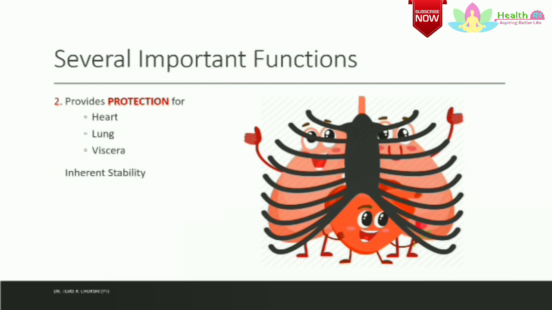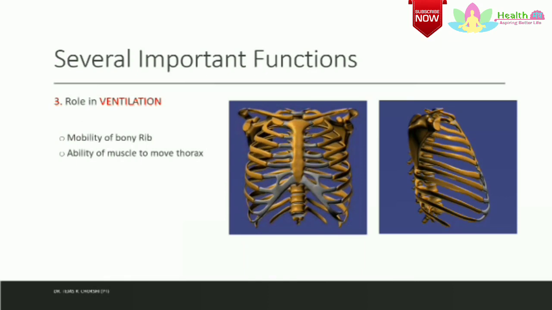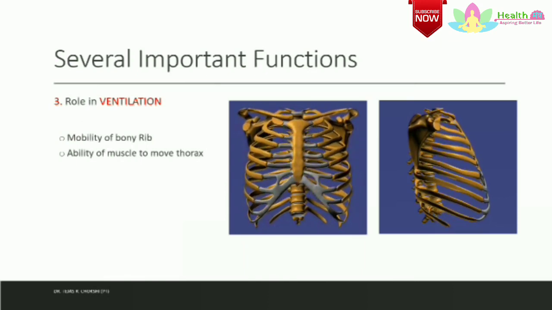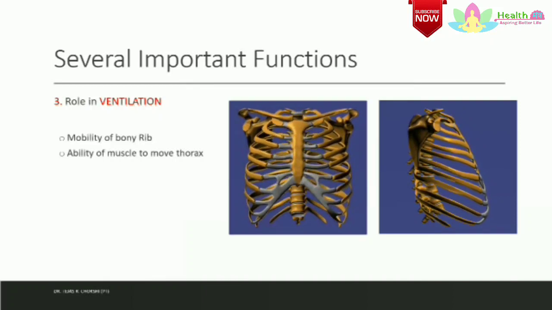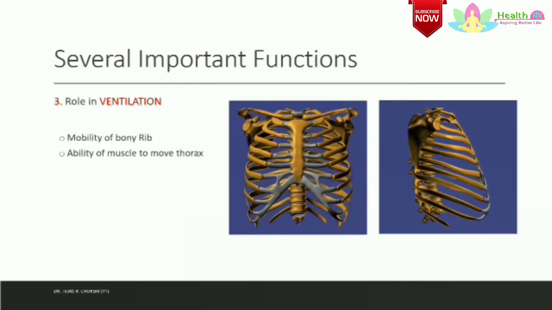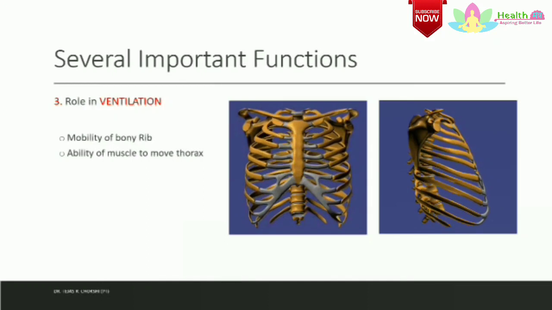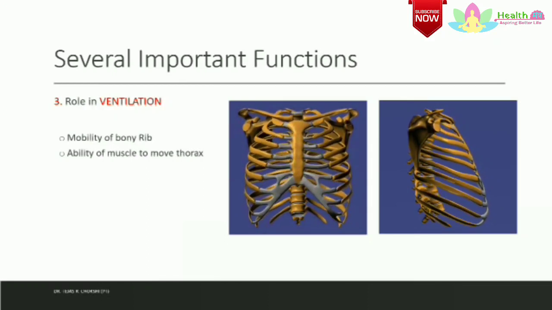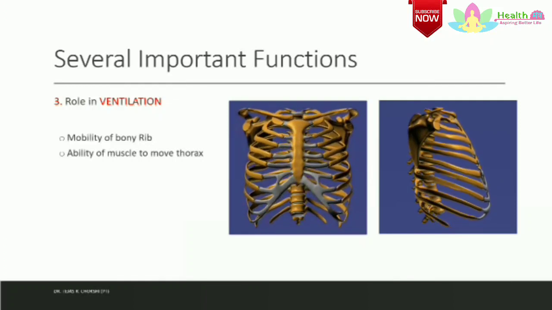Inherent stability by means of the structure of the rib cage significantly increases the stability of the thoracic spine in flexion, extension, lateral bending and rotation. The third and most important function for the thorax is its role in ventilation. This process of ventilation depends on the mobility of the bony rib of thorax and the ability of the muscles of ventilation to move the thorax.